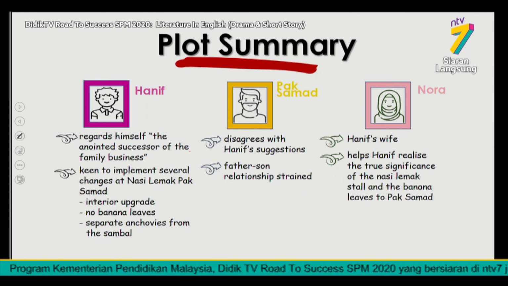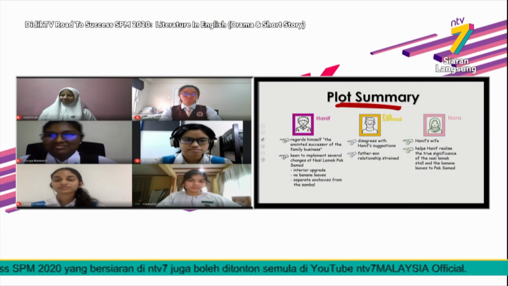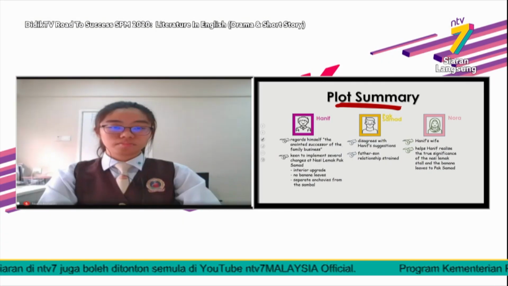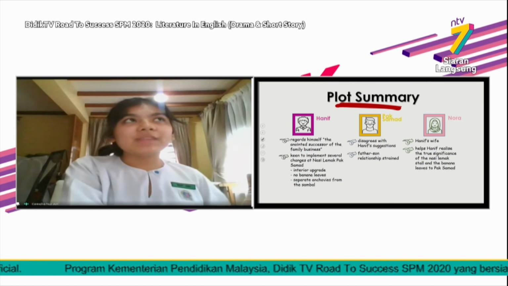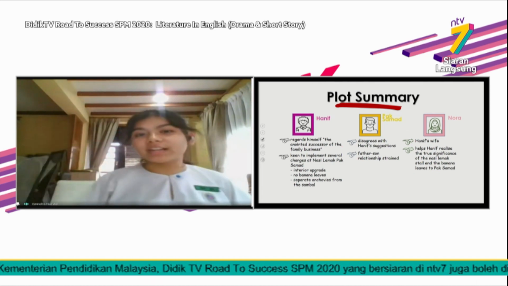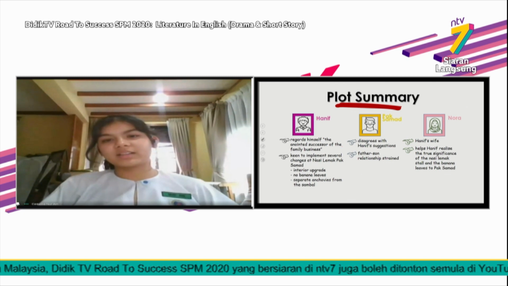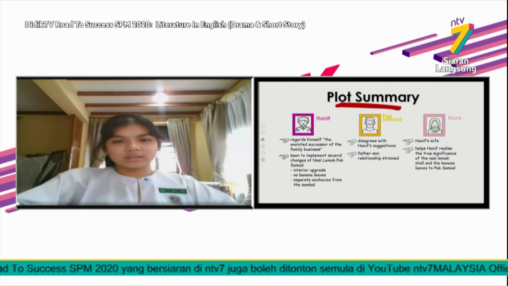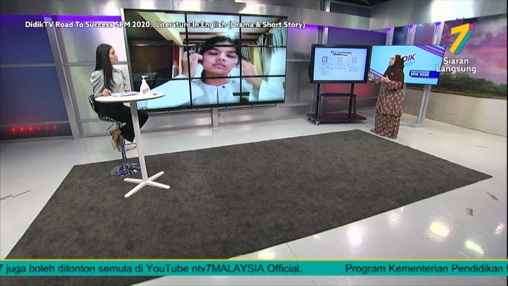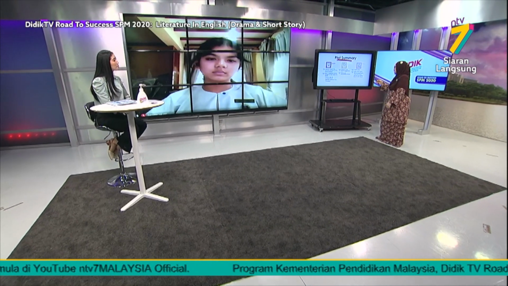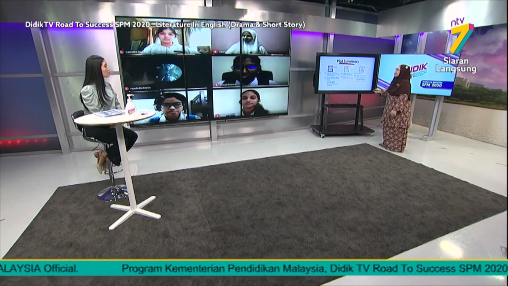I'm going to ask Camelia, if she can remember, to describe what it was about the interior upgrade that Hanif wanted to change. I think he wanted to change the chairs, and if I'm not mistaken, to also make the walls look nicer. Okay, very good. Generally, he wants the decor of the stall to be upgraded and look very inviting to customers. Then you've also got the banana leaves there.